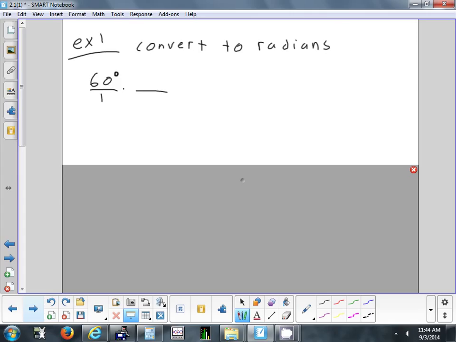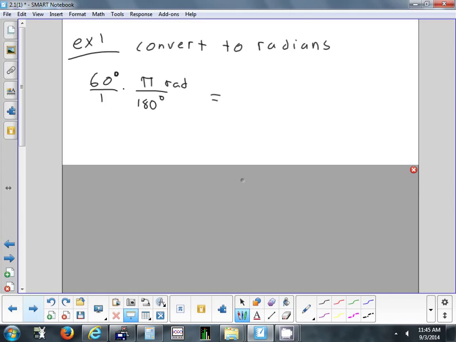Where would the degree symbol have to go in the fraction on the right if it's going to cancel out degrees in the top on the left? It would have to go in the denominator. So degrees is going to go in the denominator. And what's the number that I said to always connect with degrees? 180. That's the 180. If degrees is in the bottom, that means the radians is in the top. What's the number that I said to connect with radians? Pi.